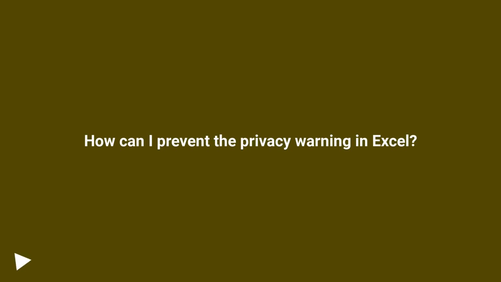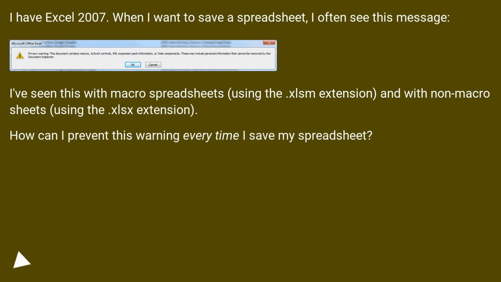How can I prevent the privacy warning in Excel? I have Excel 2007. When I want to save a spreadsheet, I often see this message. I've seen this with macro spreadsheets, using the XLSM extension, and with non-macro sheets, using the XLSX extension. How can I prevent this warning every time I save my spreadsheet?